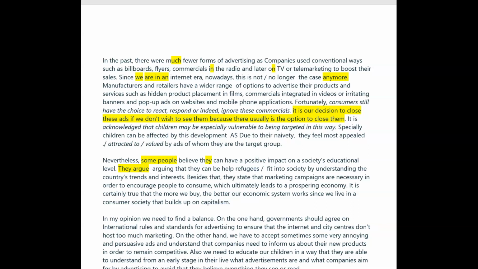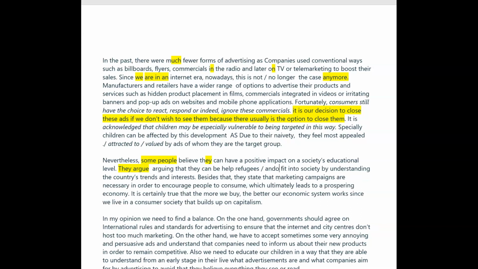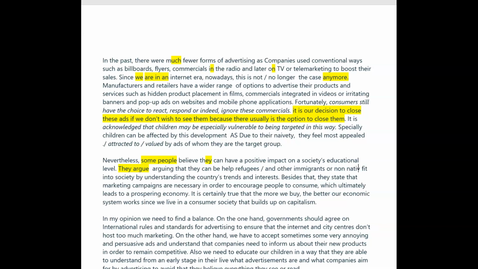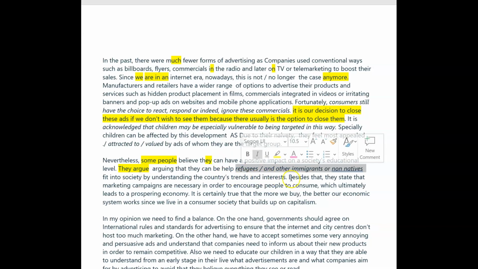You don't need to use specifically refugees. It's obviously a very specific group of people. I would say refugees and other immigrants or non-natives. I think you have to make that net wider. By understanding countries' trends and interests, good point.